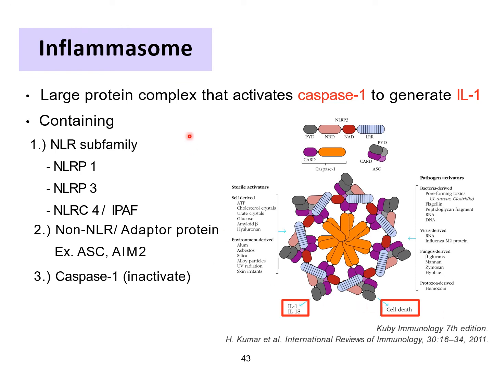So the inflammasome is a large protein complex that activates caspase 1 to generate interleukin 1. It contains a subfamily of NLRs, all these three, and non-NLR adapter proteins like ASC and AIM, and caspase 1 which is in inactive form. So this complex contains all these NLR subfamily members and non-NLR adapter proteins and also caspase 1 in inactive form, finally leading to a release of IL-1 and IL-18, also causing cell death of the pathogen.